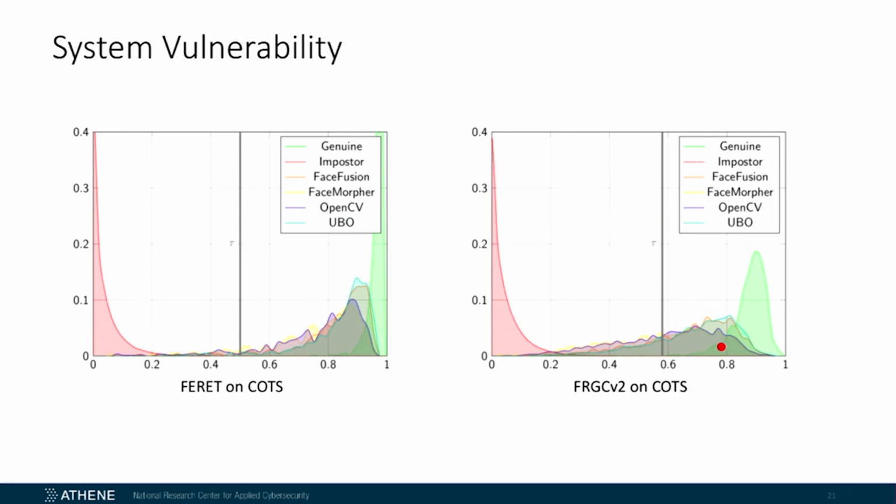For FRGC, you can see that already the genuine comparisons are less similar. That's due to the fact that FRGC contains much more variation in the probe images. And this also has an influence on the morphed images. But as you can see, most comparisons are still above the threshold.